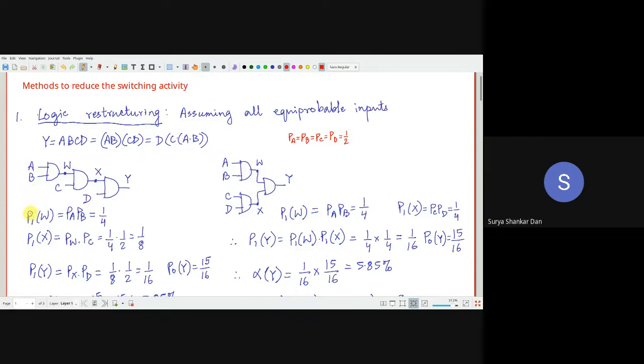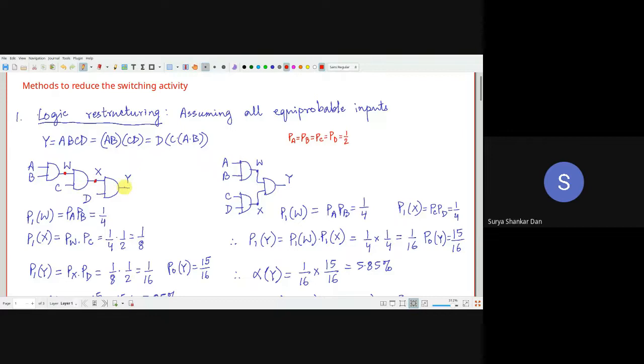So the probability of the node W over here to be 1, that is P1W, will be equal to, we know that it will be PA into PB. This is based on whatever we have studied in our previous lecture. PA and PB, all of these probabilities are half, right? So PA into PB will be 1/4, correct? Then what is P1 of X? P1 of X over here at this node will be equal to P1W multiplied by P1C or PC simply. PW is 1/4 into PC will be 1/8.